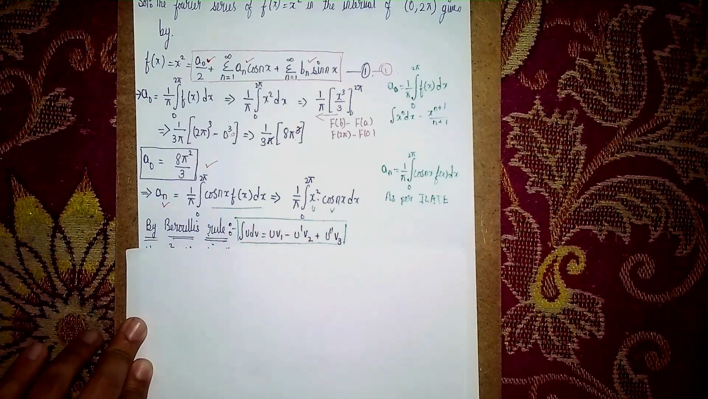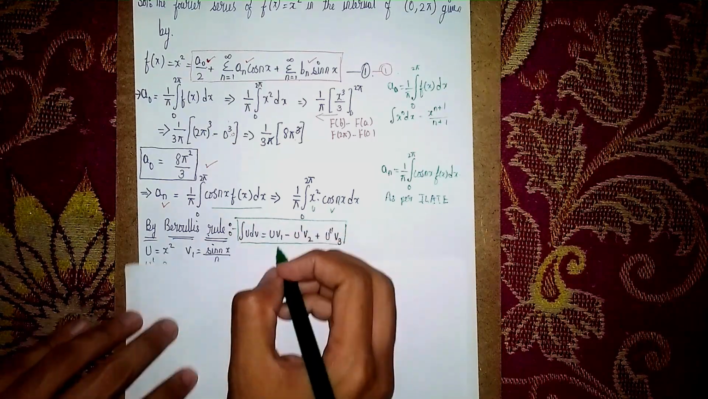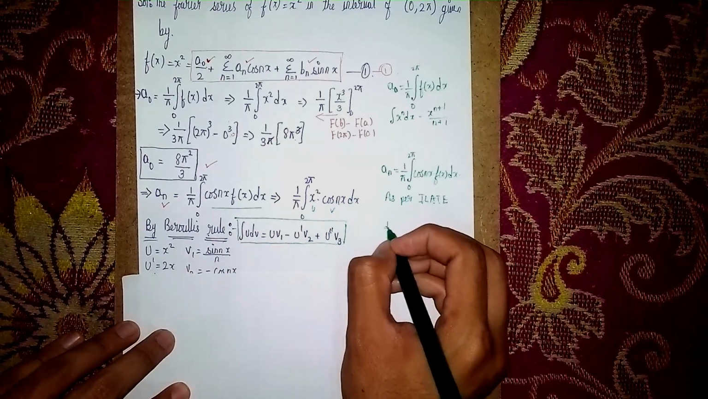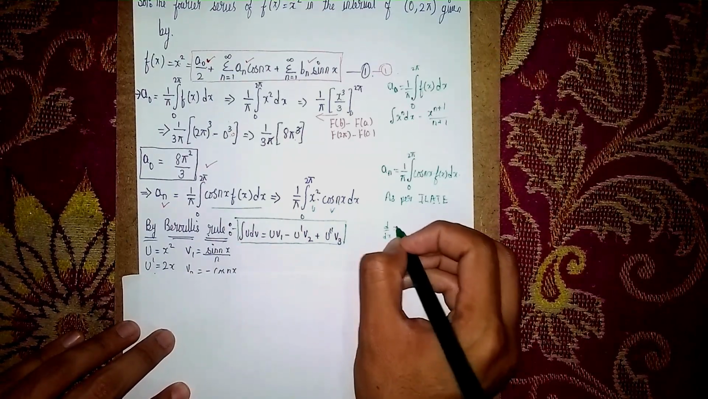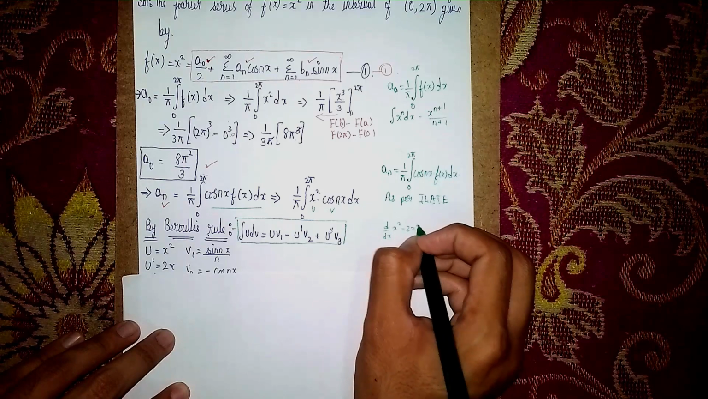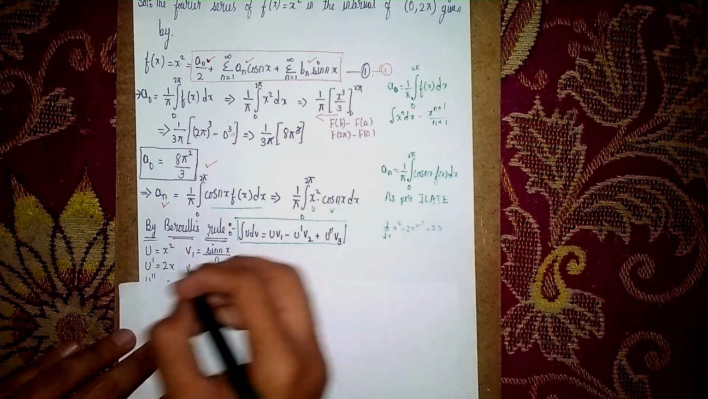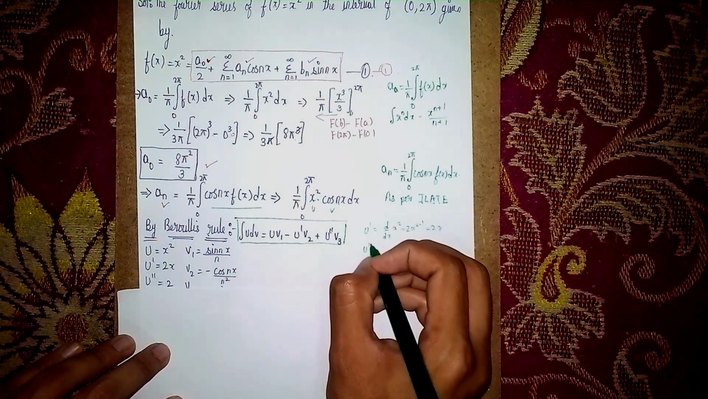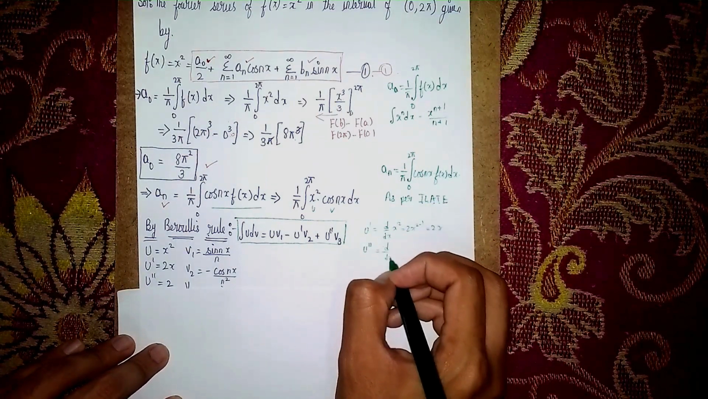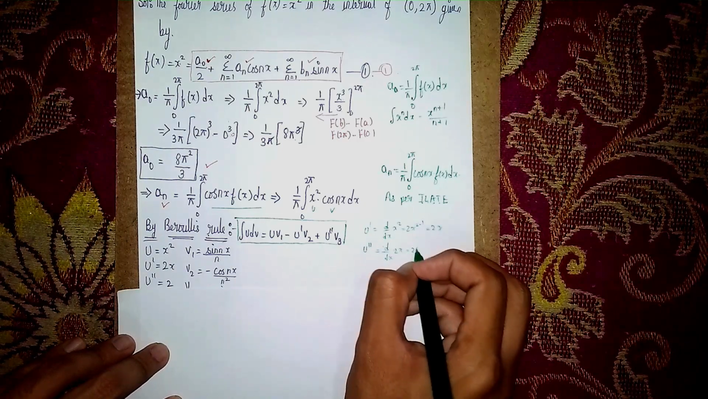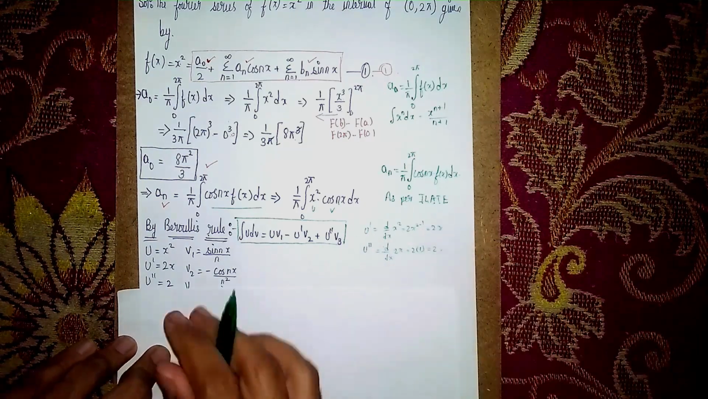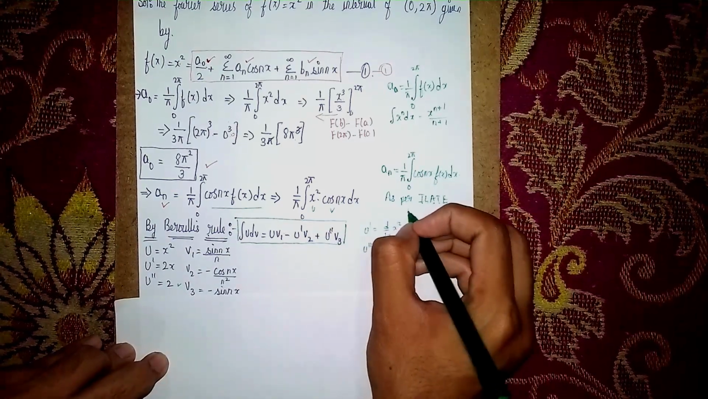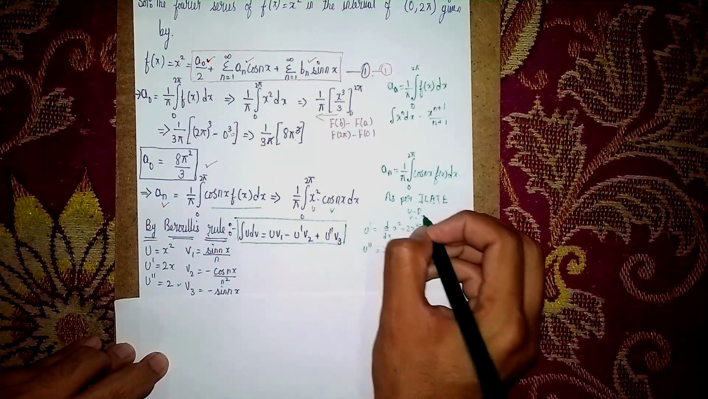So what does it become here? First you have to find u. U is x square. Now u dash means differentiate: d by dx of x square is equal to 2x, so it becomes 2x. Then u double dash is d by dx of 2x, which is 2 into 1, so it becomes 2. We completed this u. Then v: always remember, u is differentiated and v is integrated.